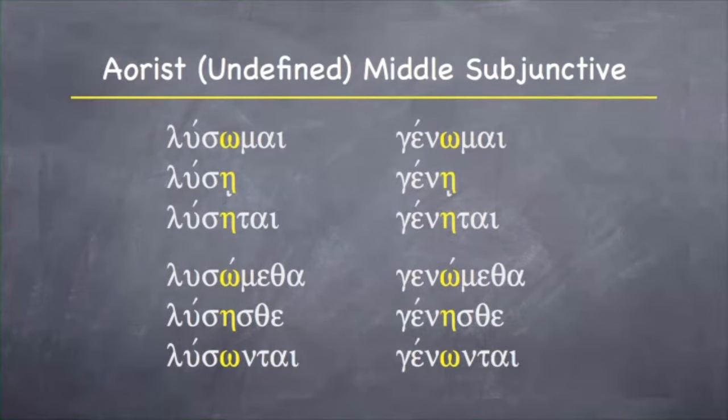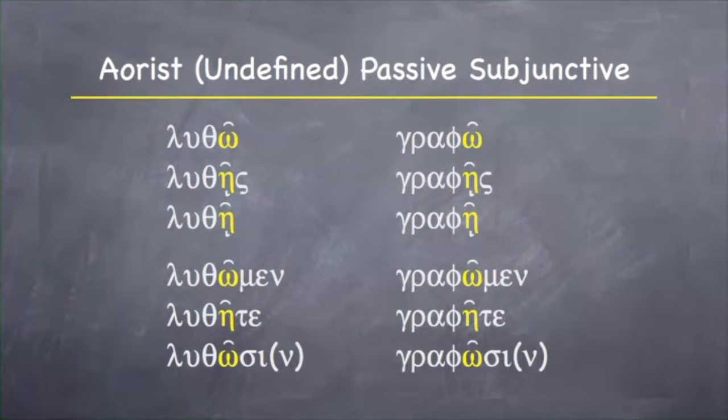Again, the first aorist at least has a tense formative. And when you go into the passive, you can see that the eta of the tense formative has been swallowed up by the long connecting vowel. Luthō, luthēs, luthē, luthōmen, luthēte, luthōsi.